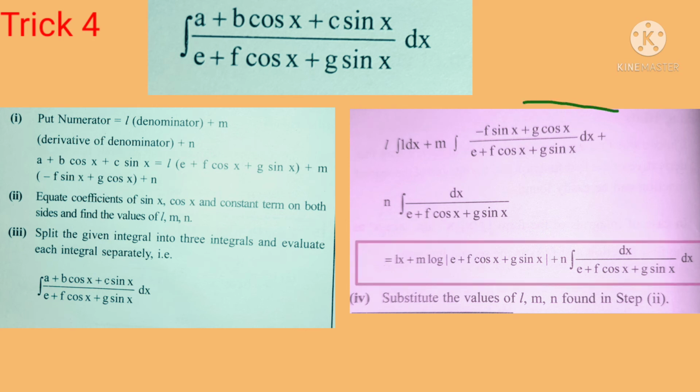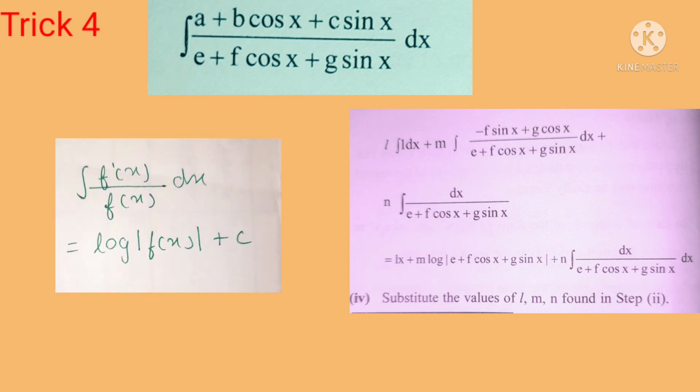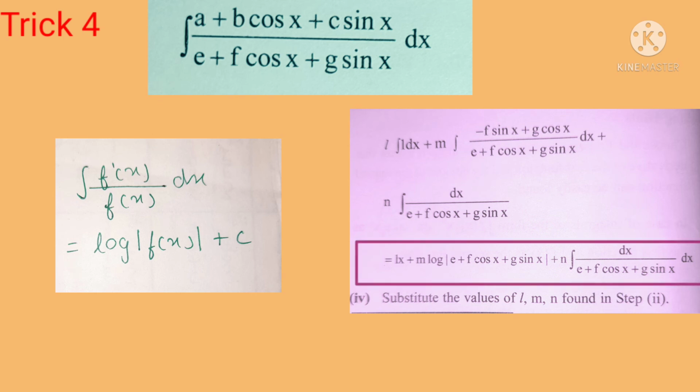This second integration, (minus f sin x plus g cos x) divided by (e plus f cos x plus g sin x), is nothing but the log of f(x). It is integration of f dash x divided by f(x), which is nothing but log of f(x), as we have done previously. I have solved it with a suitable example.